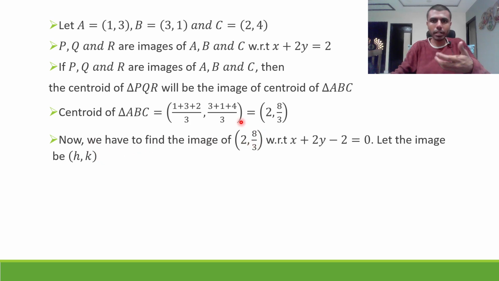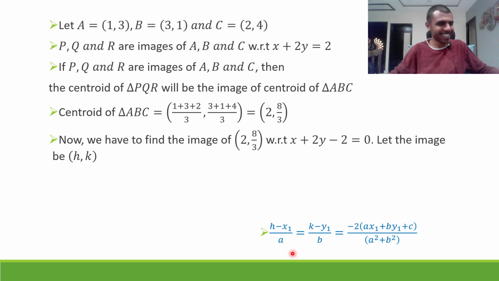Now we have to find the image of (2, 8/3) with respect to this line. There is a formula. In this series, I have introduced someone known as Formula Man. Formula Man, please give us the formula. Here is the formula.